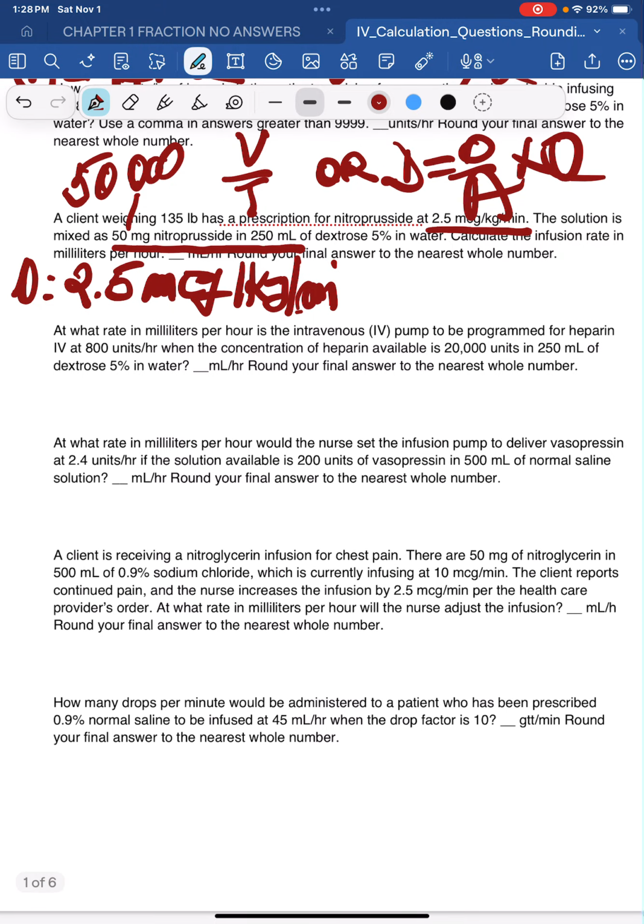So this here means what? For every minute, we are giving 2.5 microgram per kilogram of that medication. So whenever you have an order that is expressed per kilogram of body weight, step number one is to get that weight in pounds and convert that to kilogram, by dividing by 2.2. So I will have 135 divided by 2.2. You have a long number, 61.36 kilograms something. I'm not going to round at that level.